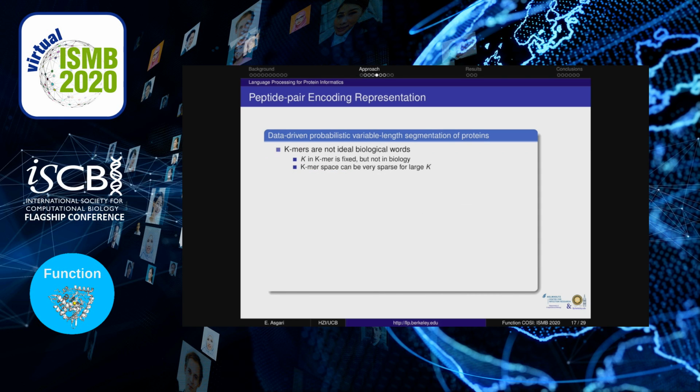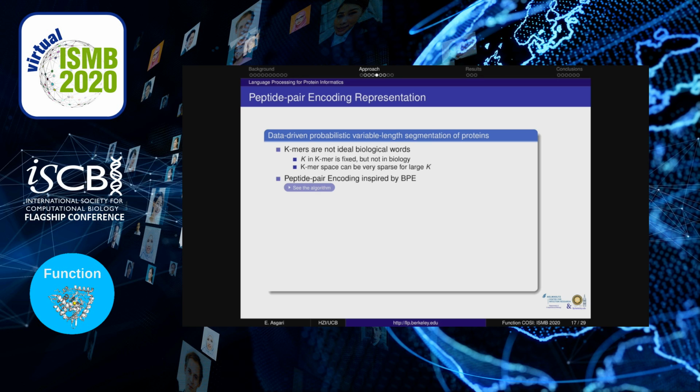In the next work, we introduced data-driven segmentation of protein sequences. So the k-mers are not ideal biological words because K in the k-mers is usually fixed, but it's not the case in biology. Some important subsequences are large and some are small. However, when we increase the size of K, the k-mer representation can become very sparse.